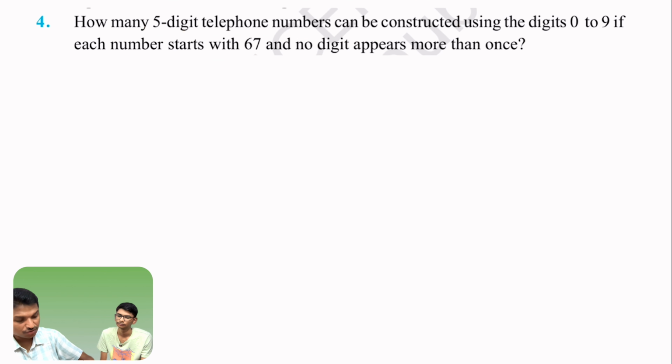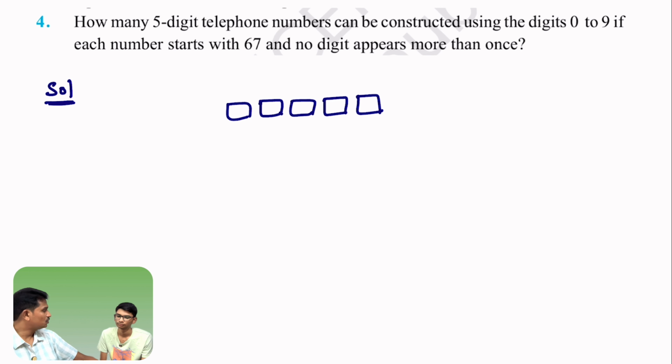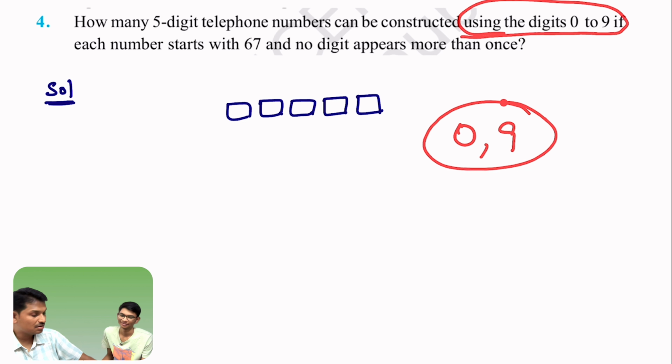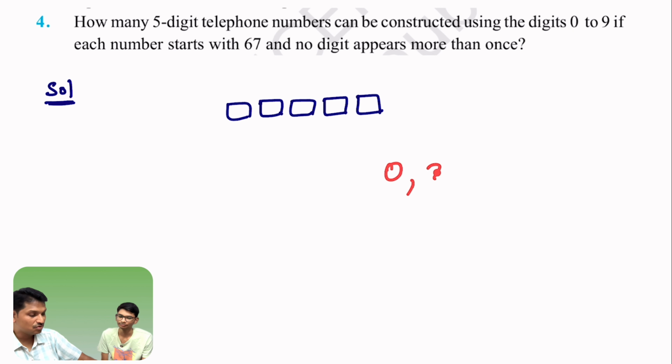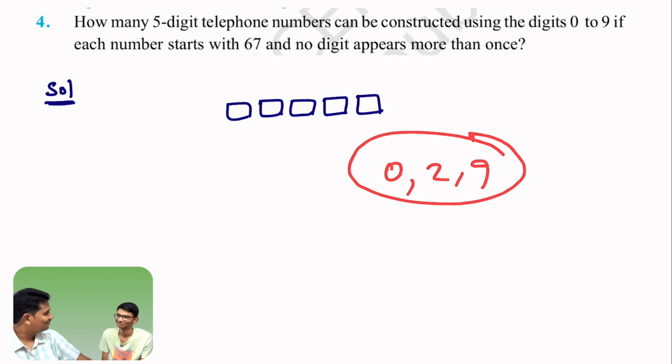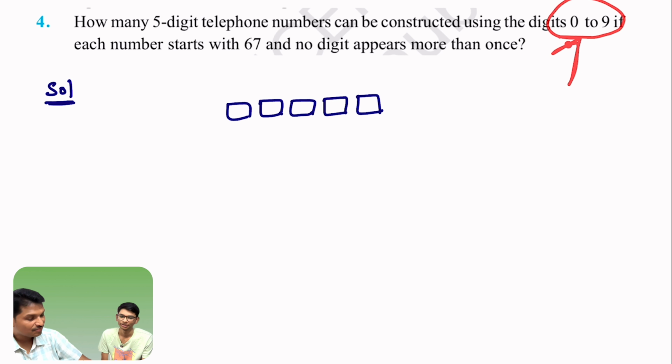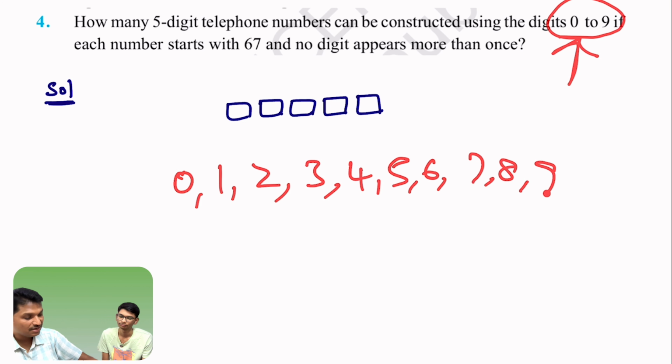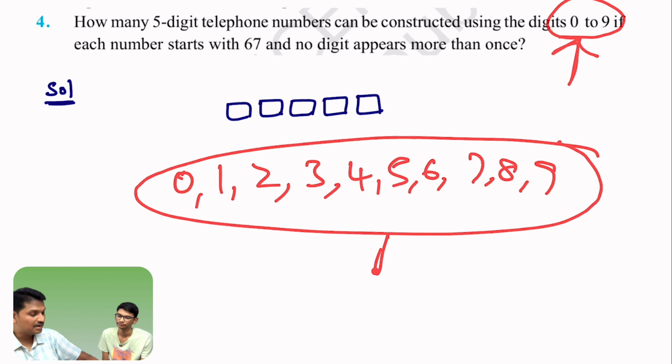You need to form a 5-digit telephone number. So we'll take 5 boxes, because you need to form a 5-digit telephone number. Using what numbers? Numbers 0 to 9. How many digits are there? 0, 1, 2, 3, 4, 5, 6, 7, 8, 9. Total 10 digits are there.